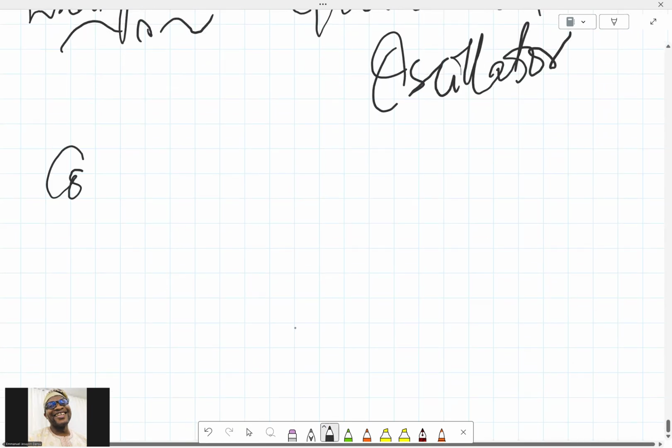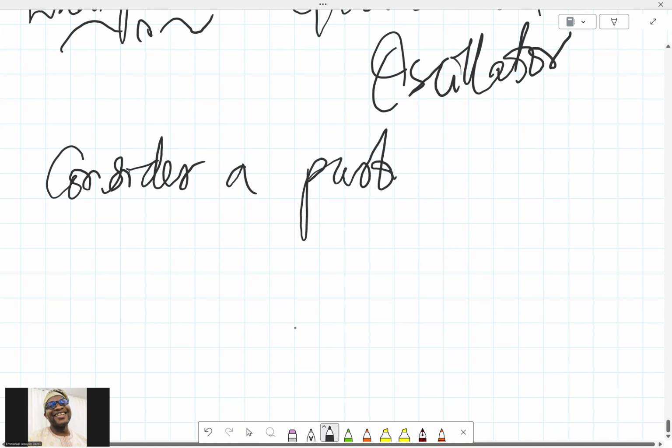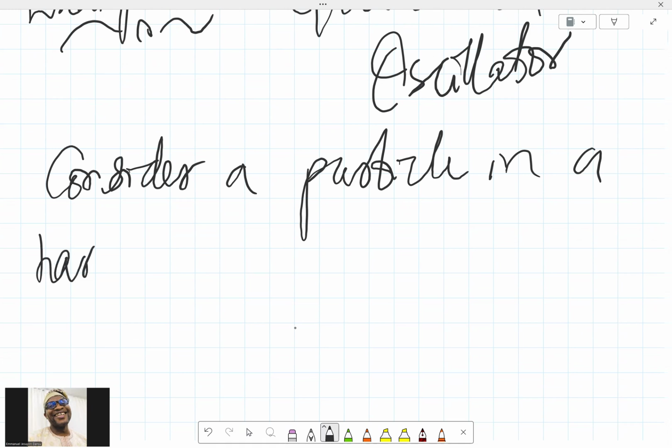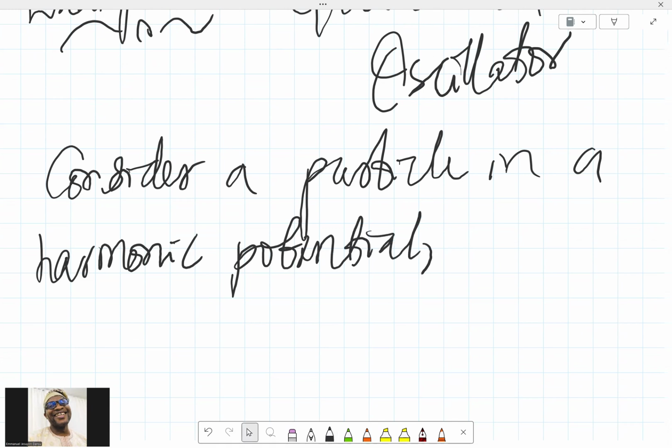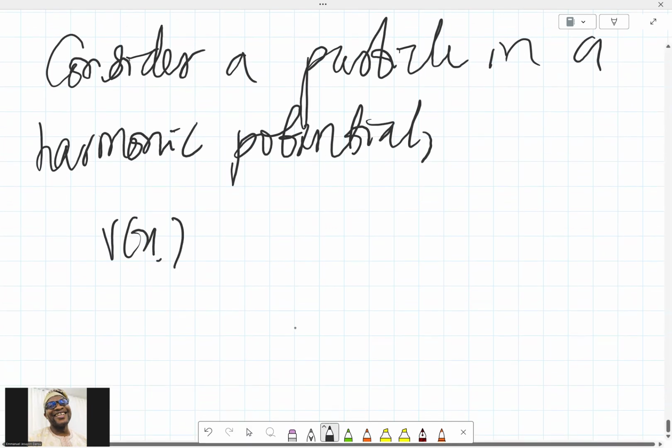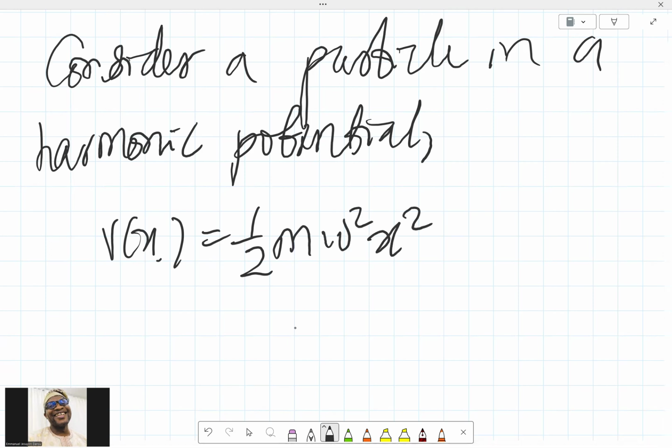So consider a particle in a harmonic potential, V of x equals half m omega squared x squared.